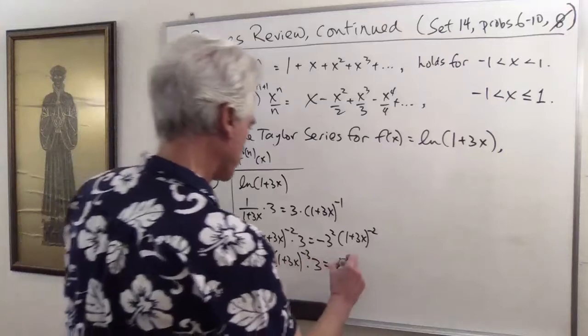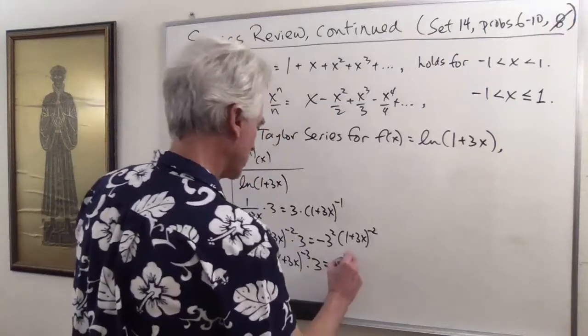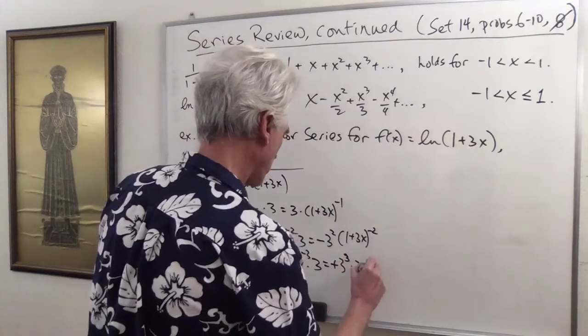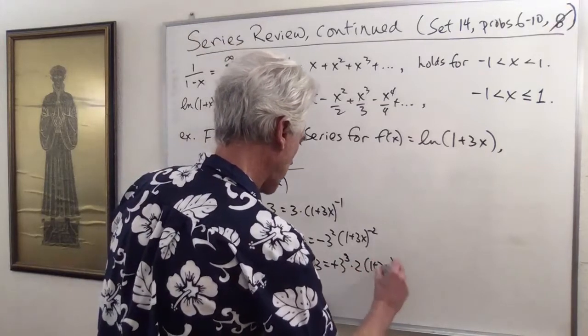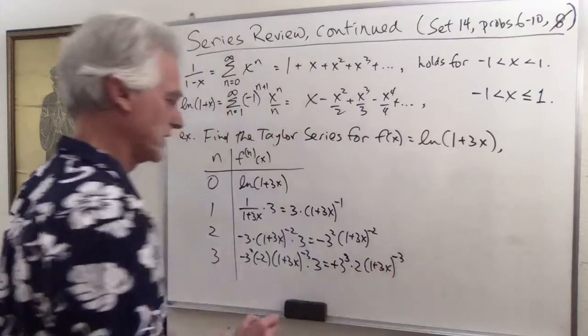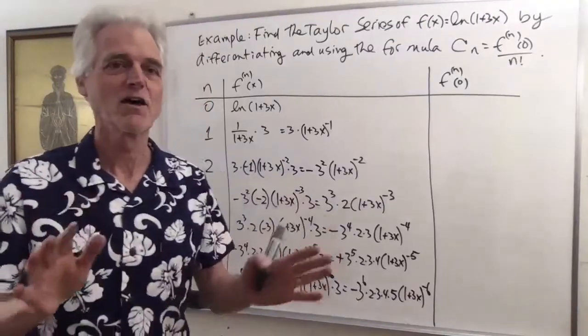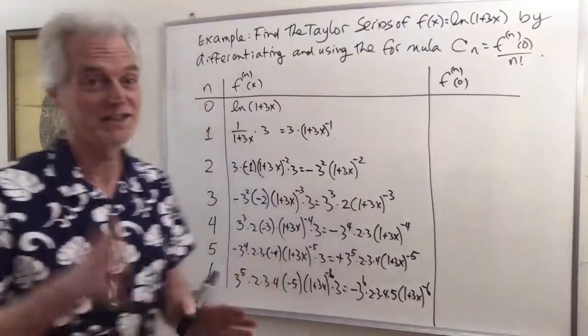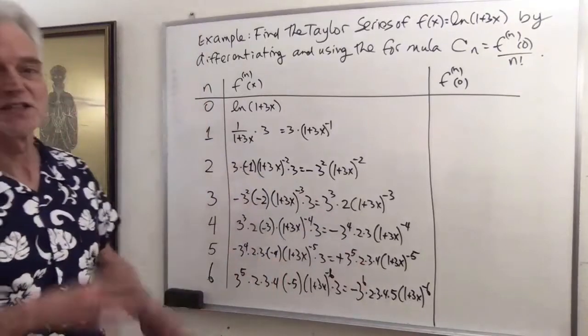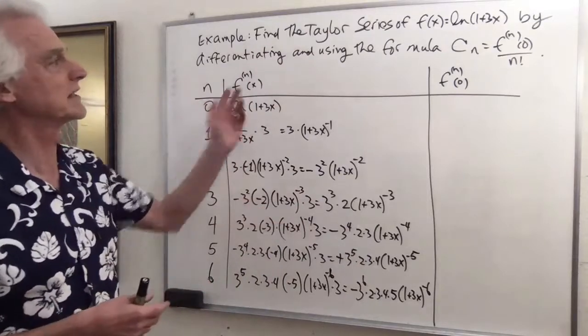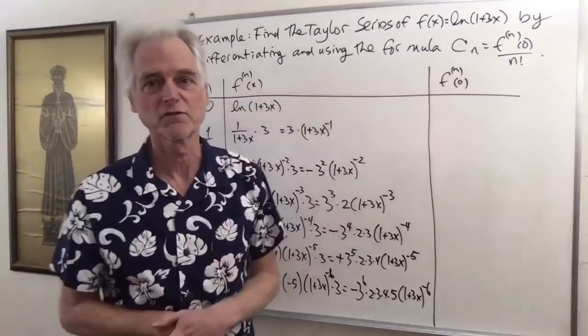3 squared times 3 plus 3 cubed, right, times 2 times 1 plus 3x to the minus 3. All right, so here's another hopefully short video to finish up this problem of finding the Taylor series by differentiating, and we're going to use that formula for Cn.